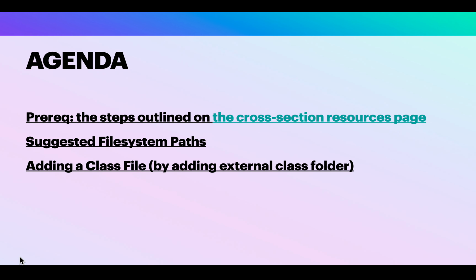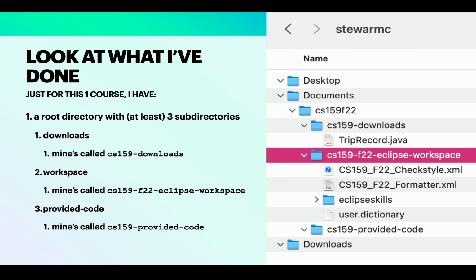So I've got some kind of home folder. In the case of the lab machines, it might have your EID as the name. You can see at the top of the screen, mine is StewarMic as my EID, and in there I have a desktop and documents and downloads, etc. But for this class, I have a root directory. In my case, it's CS159 F22, and then that has exactly 3 subdirectories.